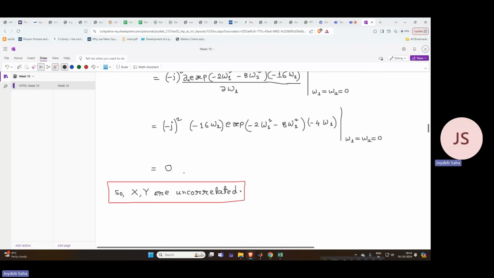So everyone, I hope it is understandable. If there is any query, you can write in the chat box. Now we will try to solve another question.